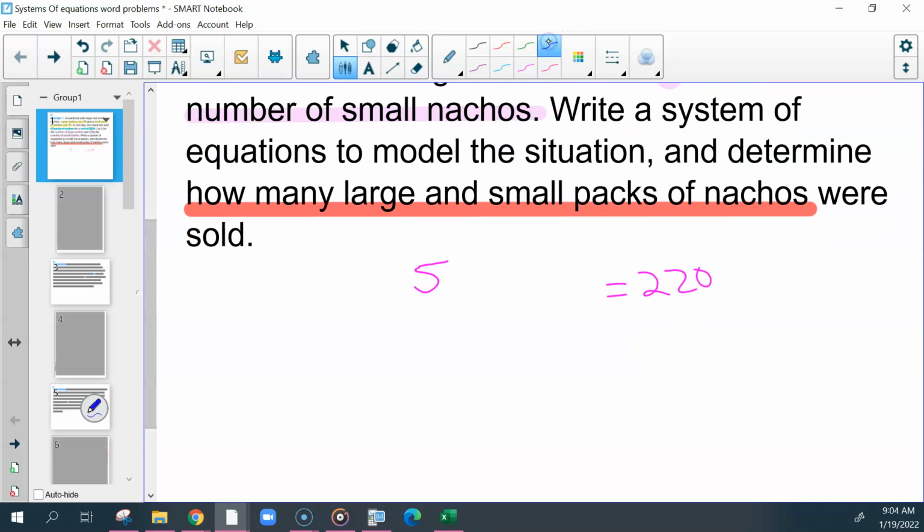5L plus 3S. I'm going to write S in a different color so we don't confuse it for a 5. Okay, that's one of them. Do we have another total? Okay.